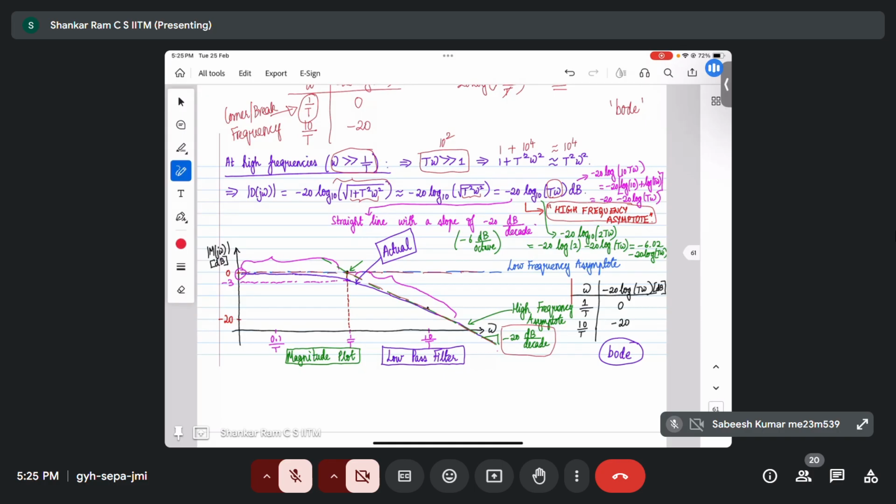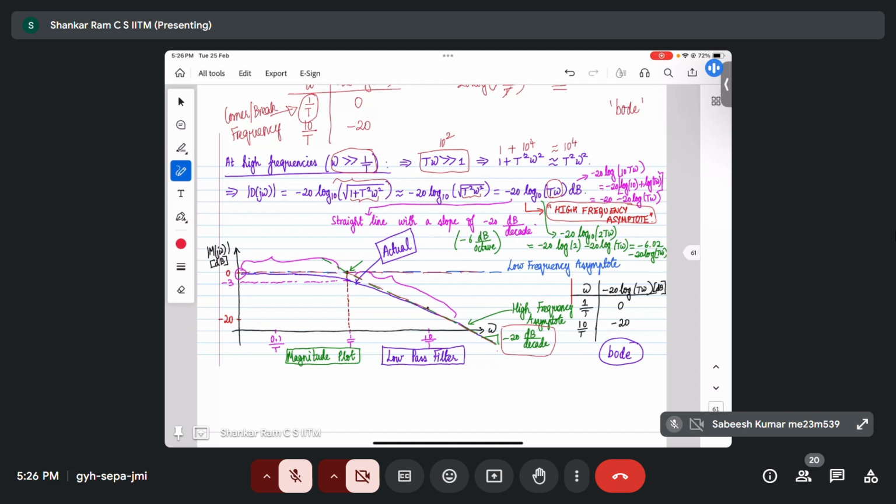So they used asymptotes so that they could plot straight lines using paper, pencil, and scale. And then they could do the analysis and come to the actual plot as and when needed. So that is the practical engineering motivation of studying these asymptotes. I hope it's clear.